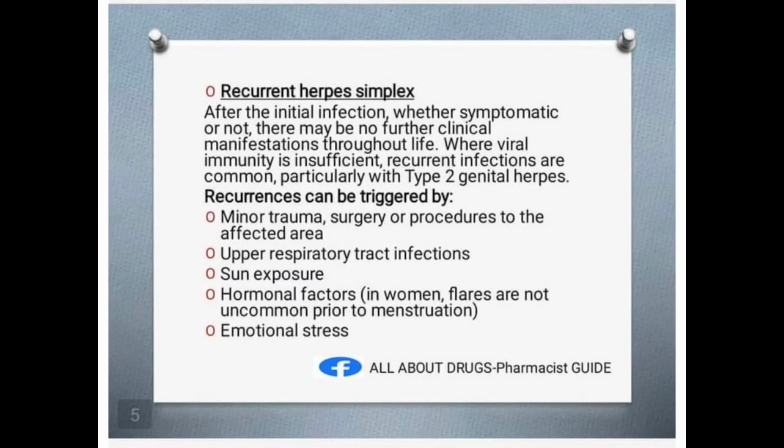Recurrent herpes simplex: after the initial infection, whether symptomatic or not, there may be no further clinical manifestations throughout life. Where viral immunity is insufficient, recurrent infections are common, particularly with type 2 genital herpes. Recurrences can be triggered by minor trauma, surgery, or procedures to the affected area, upper respiratory tract infections, sun exposure, hormonal factors (in women, flares are not uncommon prior to menstruation), and emotional stress.